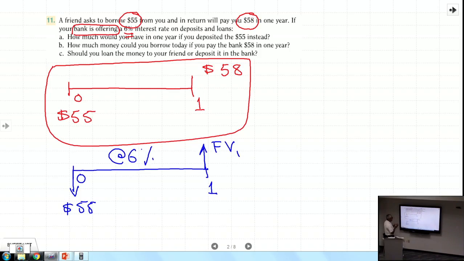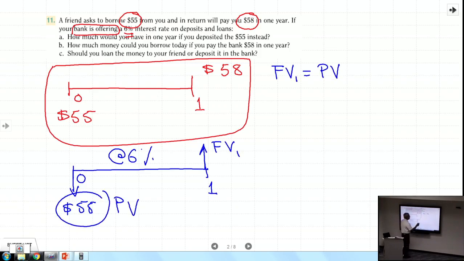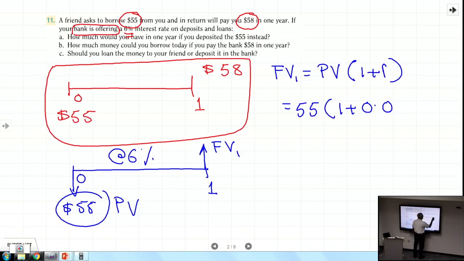So one way to find that out is to apply the future value formula. Future value in period 1 is present value, which is this number. $55 represents the present value because it's at time 0. I multiply that by 1 plus R. So it's 55 multiplied by 1.06. So 55 multiplied by 1.06 is 58.30.